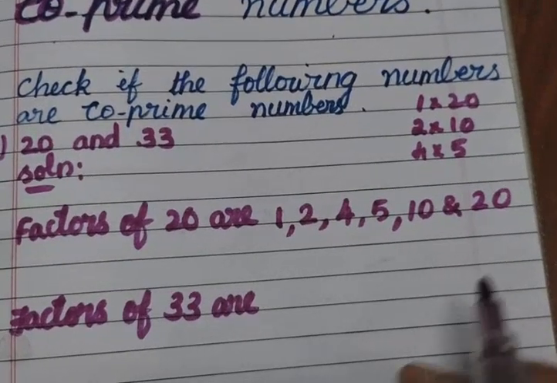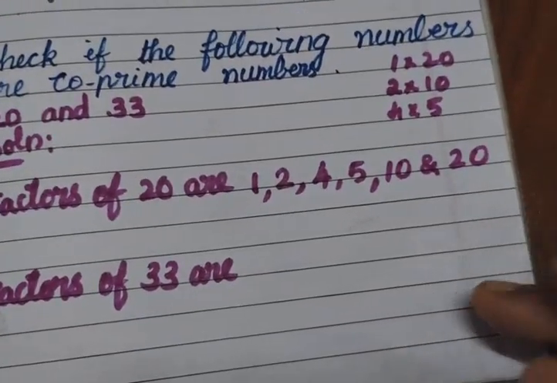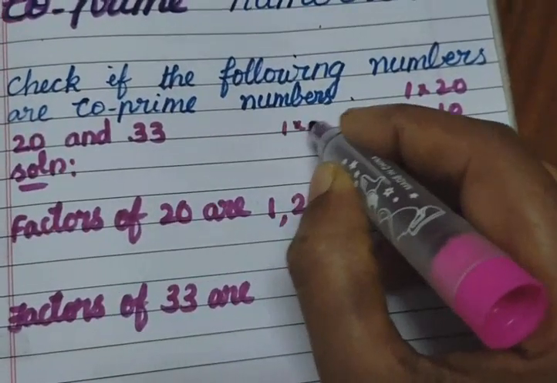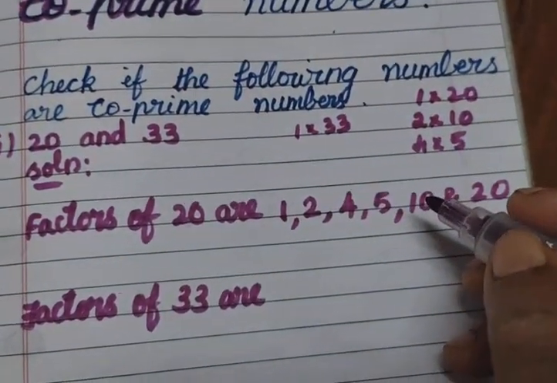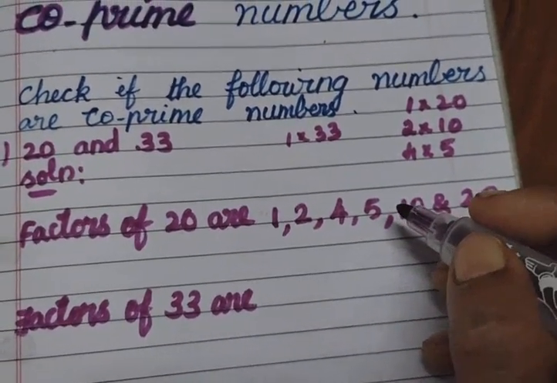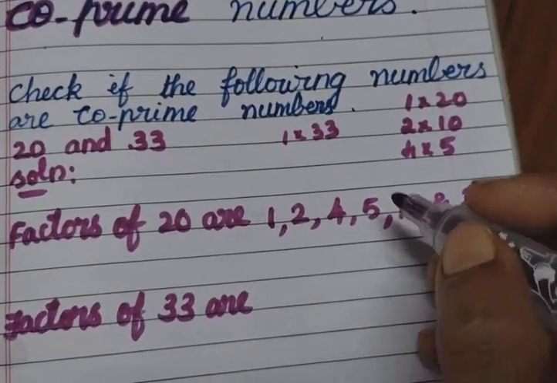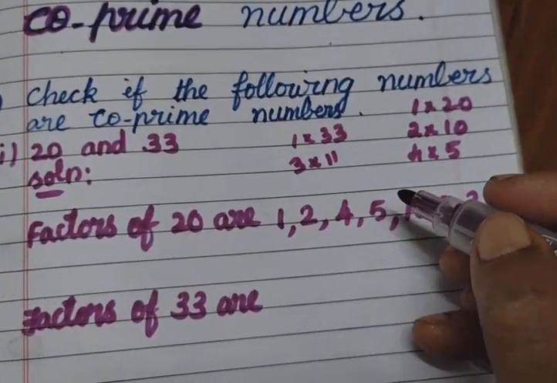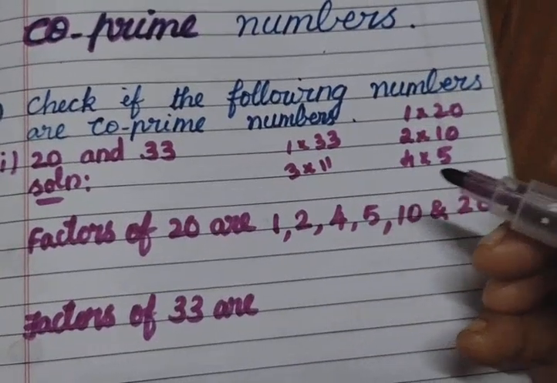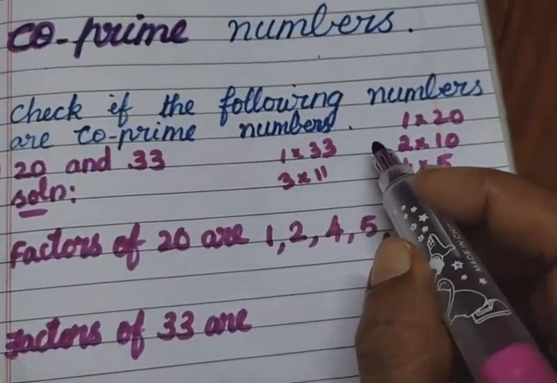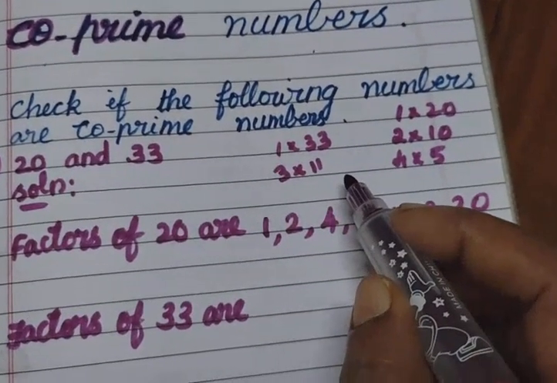Then factors of 33. What are the factors of 33? 1 times 33 is 33, is it not? In the second table, is 33 there? No. Then the third table, 3 elevens are 33, is it not? Then the fourth table, no. Fifth, no. Okay, so 1 into 33 is 33, and 3 elevens are 33.